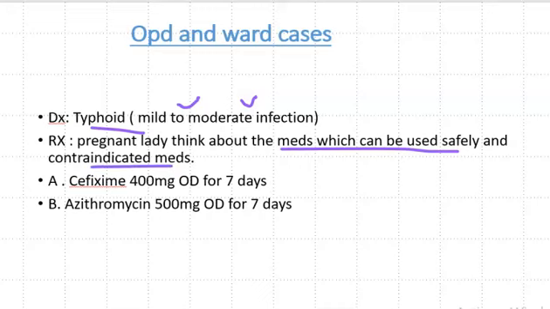The two most important choices for treating typhoid in pregnant ladies are cefixime 400 mg OD for 7 days, or azithromycin 500 mg OD for 7 days. You can choose one of the medications and then see the effect. There might be resistance to cefixime. If you've been treating the patient for 7 days and she's not getting well, you can put the patient on azithromycin. But most likely we do blood culture and sensitivity to know the specific antibiotic to be given in pregnancy.